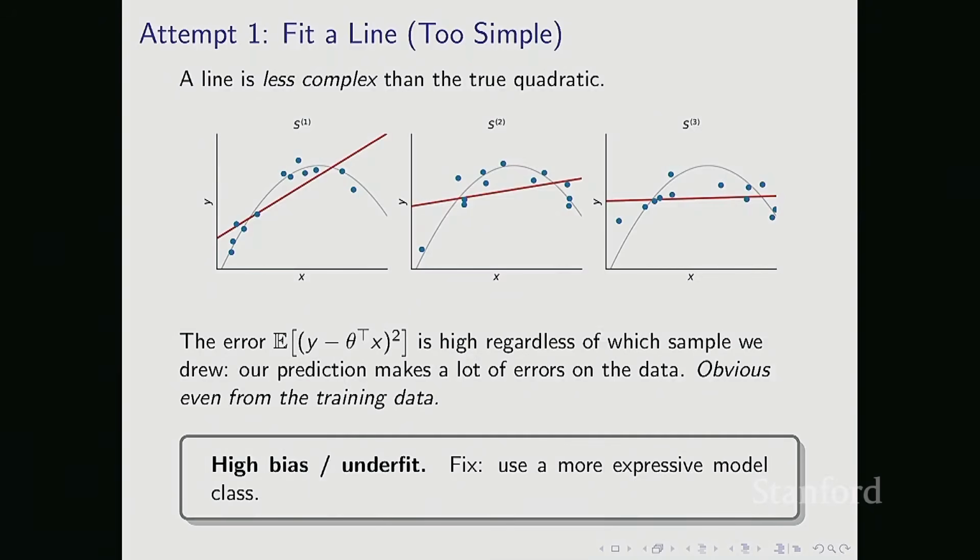Does that make sense? No matter which line you draw, you're never going to draw a line that has a nice curve like it. Doesn't matter which one you draw, okay? You can sample all day long till you're blue in the face. That's one. Okay? So this is obvious even from the training data that we have.